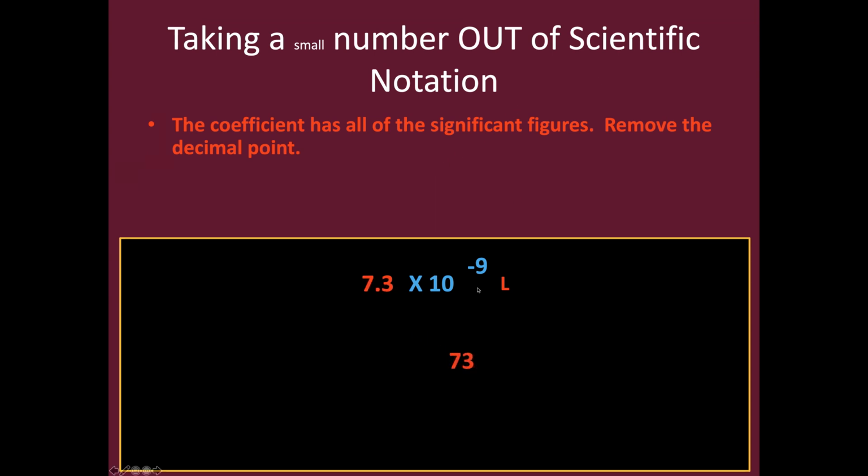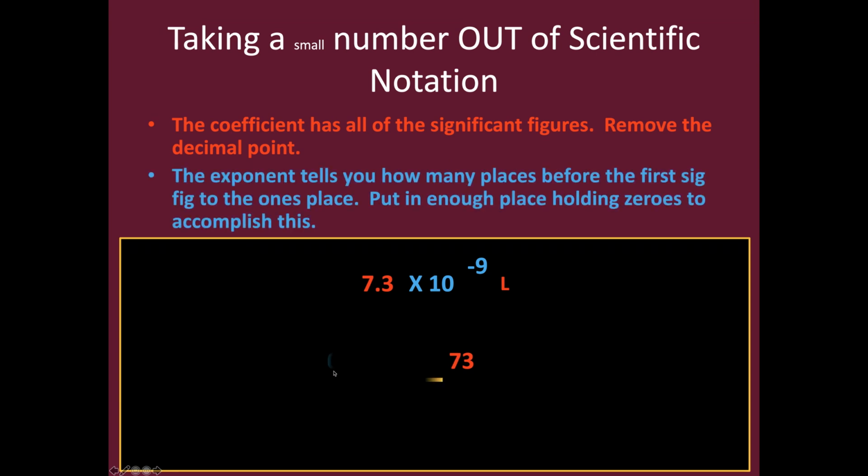Now, there are 9 places before the 7, including the ones place. So let's put them in. Let's put in 9 zeros, including the 1 in the ones place. See? So we have 1, 2, 3, 4, 5, 6, 7, 8, 9, 9 places to get you back to the ones place.